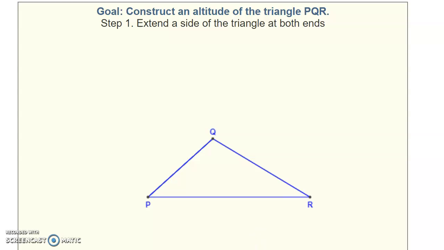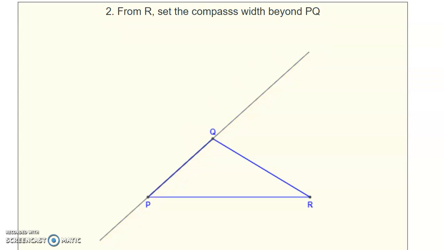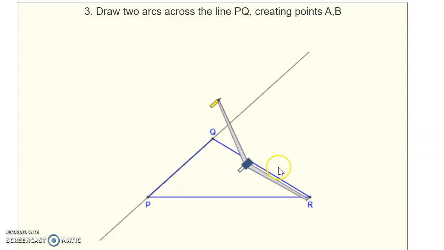The good news is it's really the same construction. I'm going to extend PQ. Again, I personally would do that as a dashed line. Put the point of the compass at R and open it up beyond PQ. This is what I was talking about. You don't want this to be a significant distance. You want it to be far enough that you're going to have a good separation with your arcs, but not so far that you have one arc here and the other one intersecting way out here. That gets a little bit too much to handle. So a good half inch to an inch is a good estimate here.